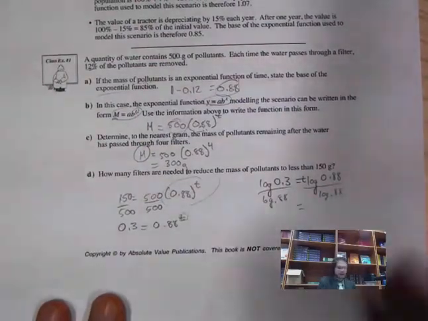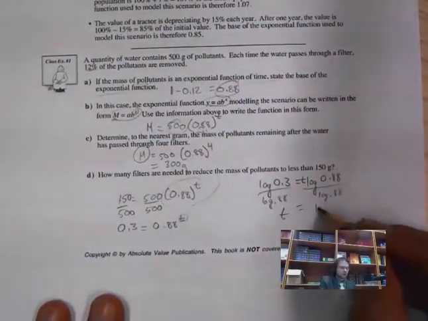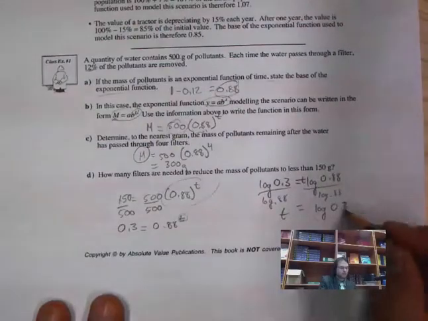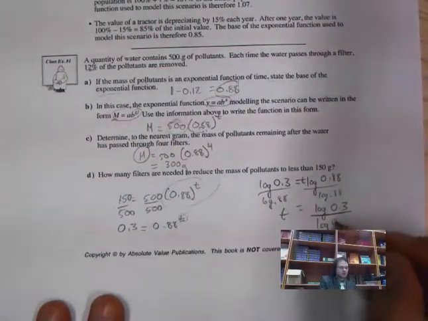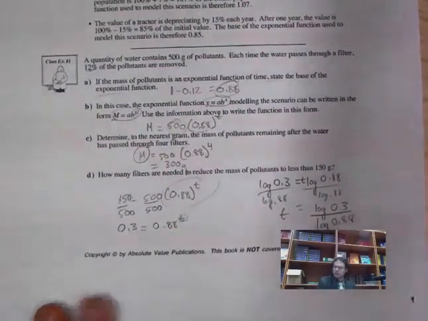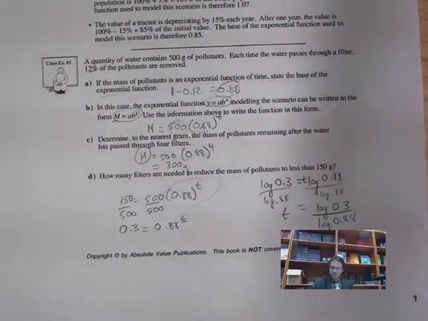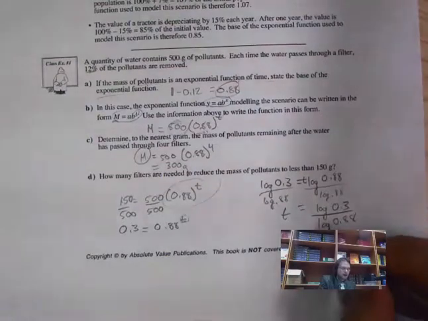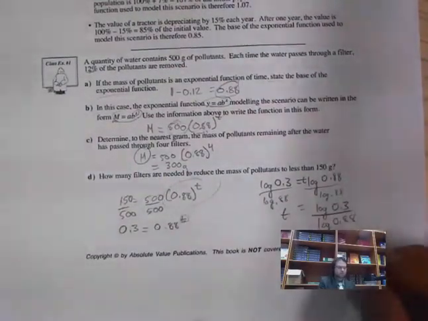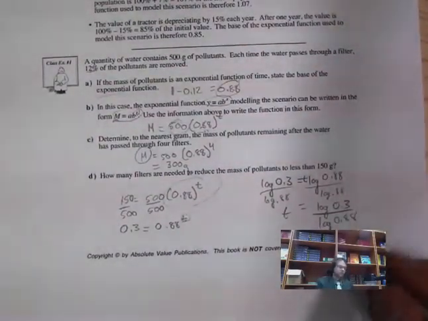So I end up getting t is equal to log 0.3 divided by log 0.88. And now what does that give me? Well, I punch that into my calculator. I'm going to get 9.4 filters.